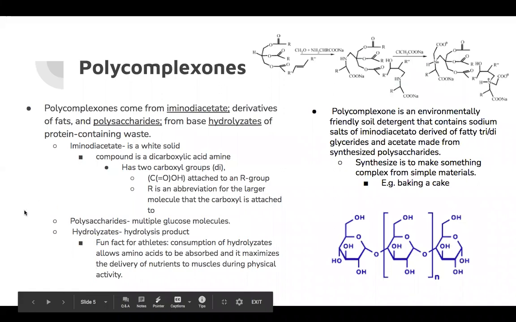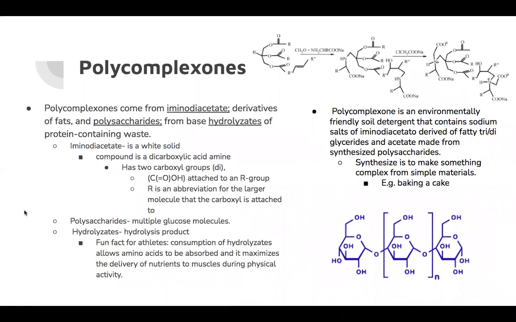So polycomplexones come from aminodiacetate derivatives of fats, and polysaccharides, which are sugars, from base hydrolysates of protein-containing waste. Aminodiacetate is a white solid and it contains a dicarboxylic acid amine, and then it has polysaccharides, like I said, sugar molecules or glucose molecules. Hydrolysates is a hydrolysis product, and it's a very environmentally friendly soil detergent.